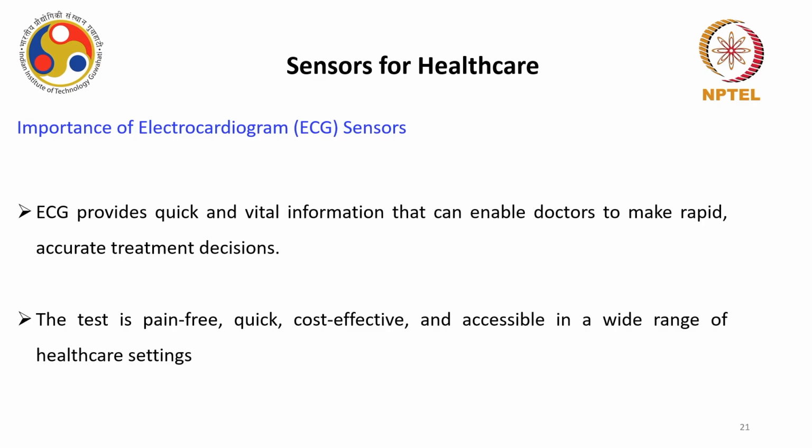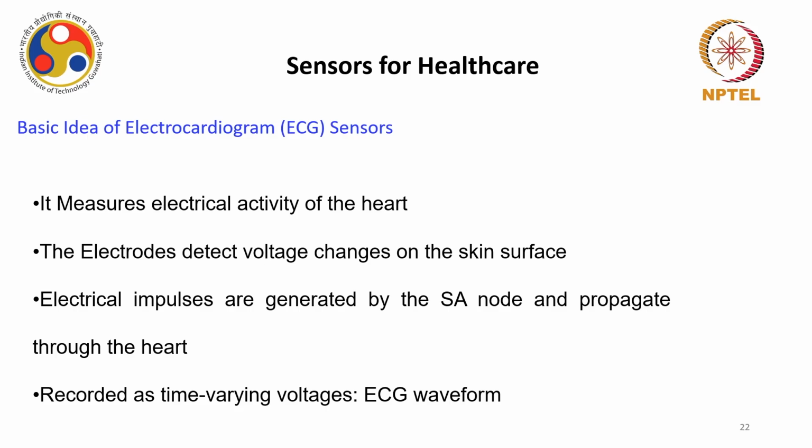ECG provides quick and vital information that can enable doctors to make rapid, accurate treatment decisions. It can be done in a hospital or even in an ambulance. The test is pain free, quick and cost effective, therefore it is accessible even in rural settings. So you do not have to go to very high quality hospitals just for an ECG. It can be done in a rural setting also.